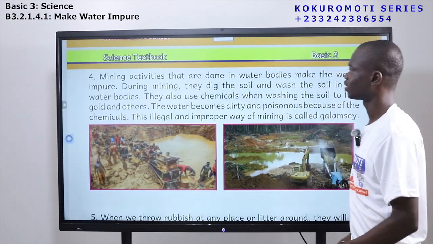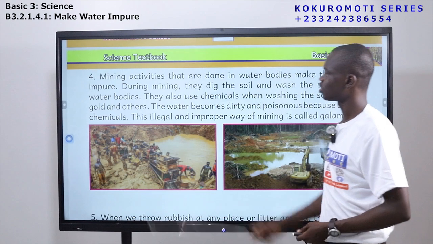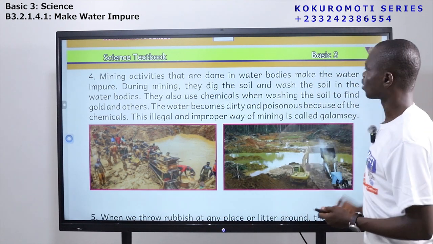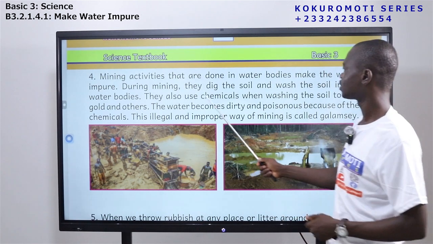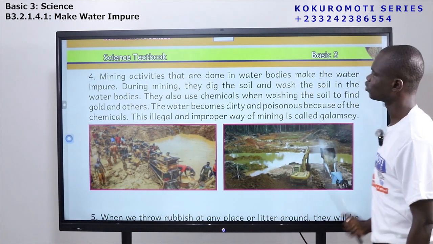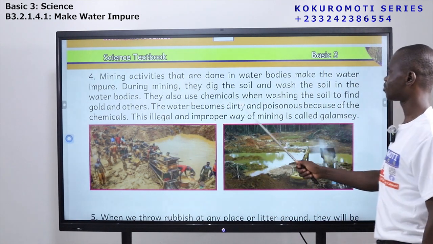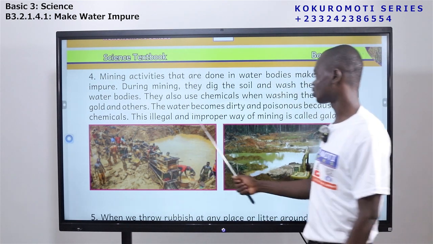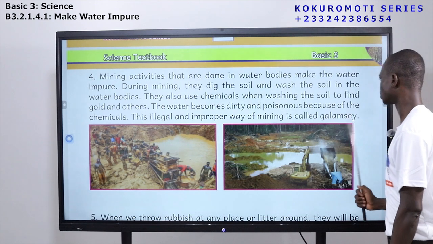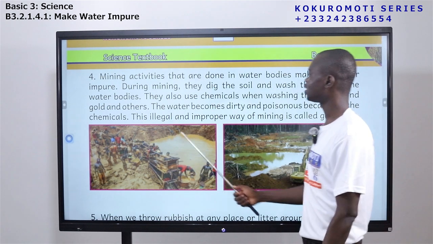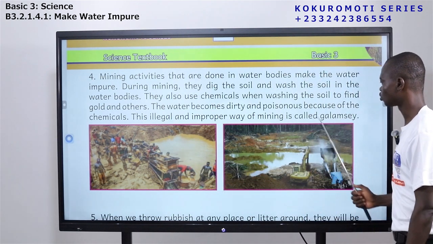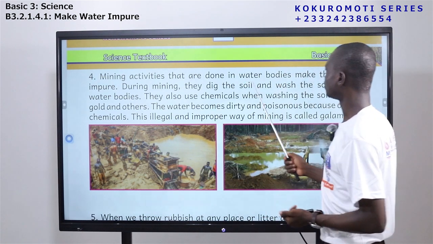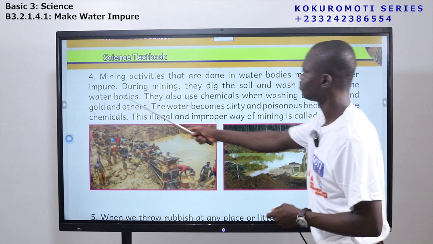The next one is mining activities. So mining activities done in water bodies make the water impure. During mining, they dig the soil and wash the soil in water bodies. They also use chemicals when washing the soil to find gold and others. The water becomes dirty and poisonous because of the chemicals. This illegal and improper way of mining is called galamsey.